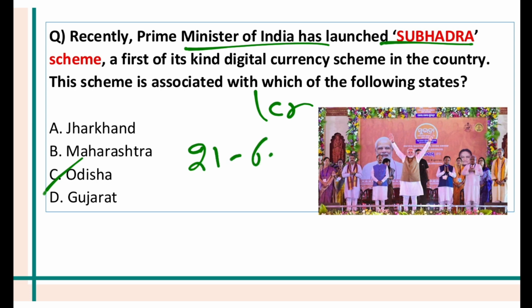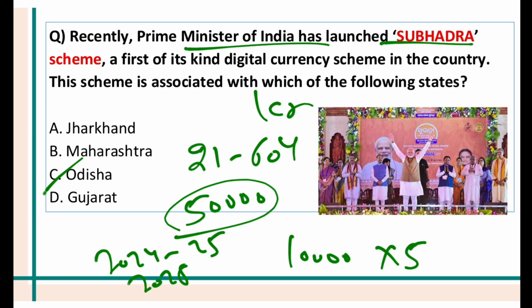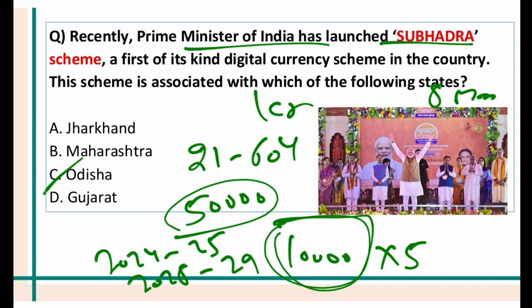Those women who are between the age group of 21 to 60 years, they will get 50,000 rupees in the next 5 years. They will get 10,000 rupees per year for next 5 years. Right? So from 2024-25 all the way till 2028-29. So 10,000 rupees they will get every year in two installments. One will be on Rakhi Purnima. Rakhi Purnima is nothing but Raksha Bandhan. And the second installment they will get on the International Women's Day, which is 8th of March. Right? So that is Subhadra scheme for you.